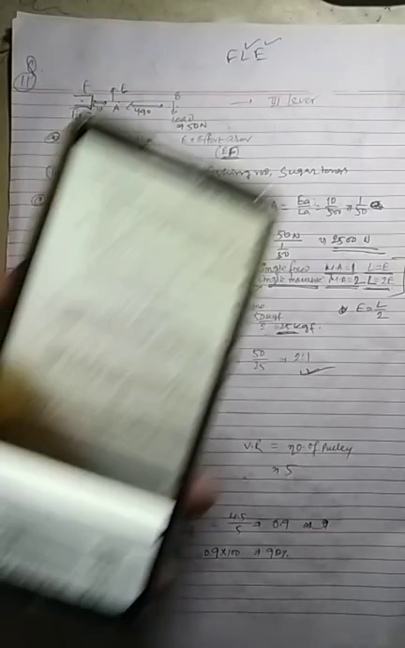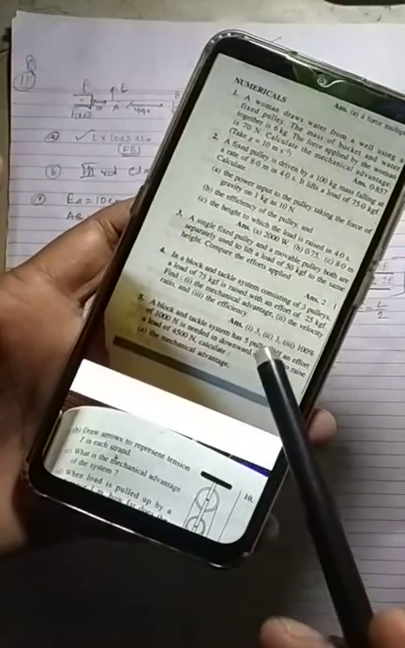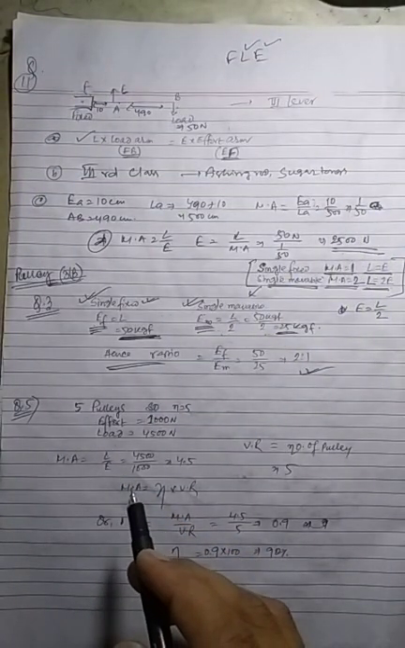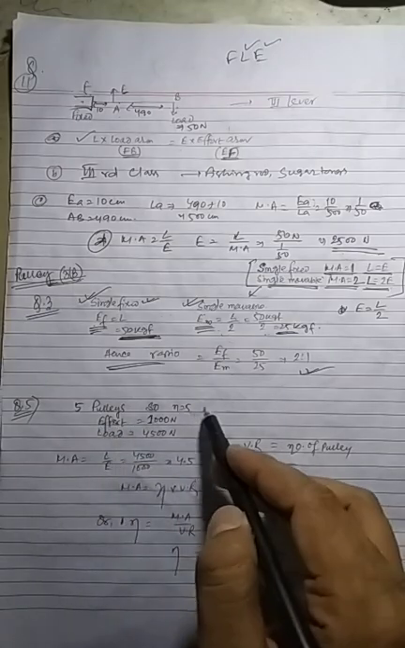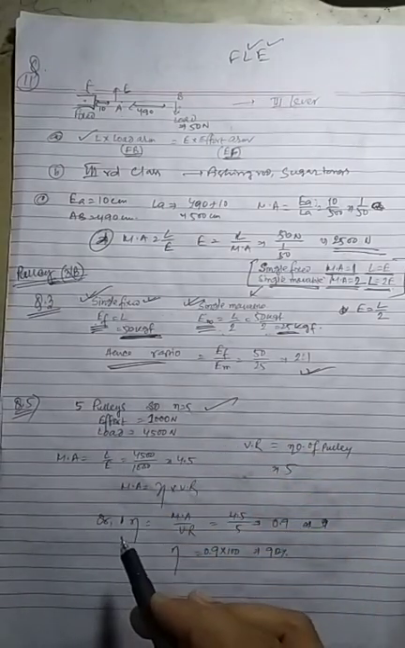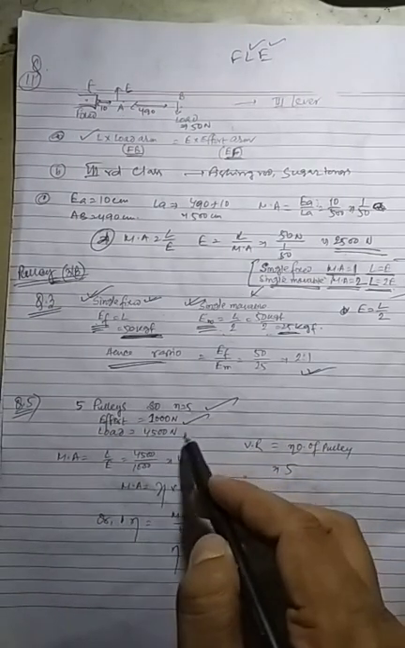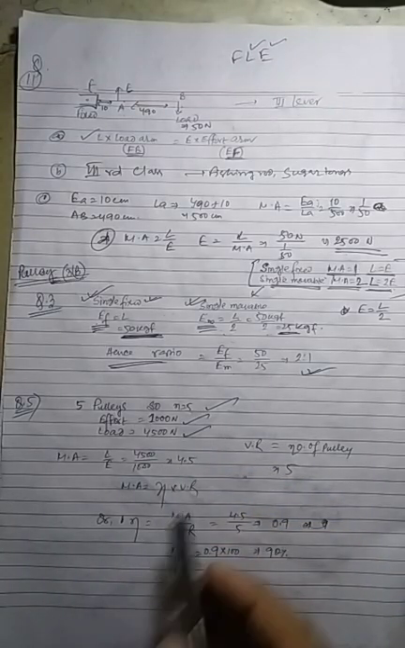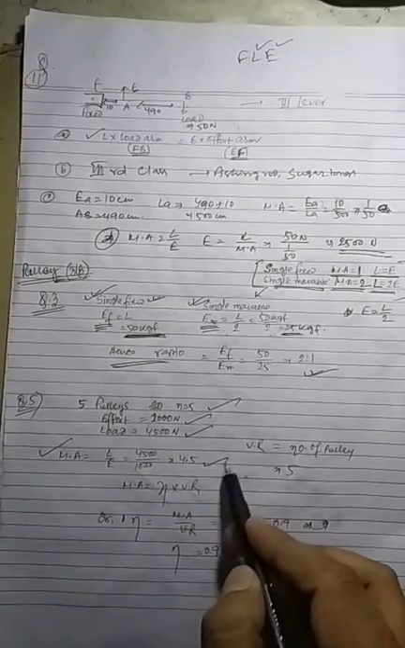Here is the question. A block and tackle system with 5 pulleys. 5 pulleys means the number n is equal to 5, and effort and load are given. The mechanical advantage is very easy: load by effort, which is 4.5.